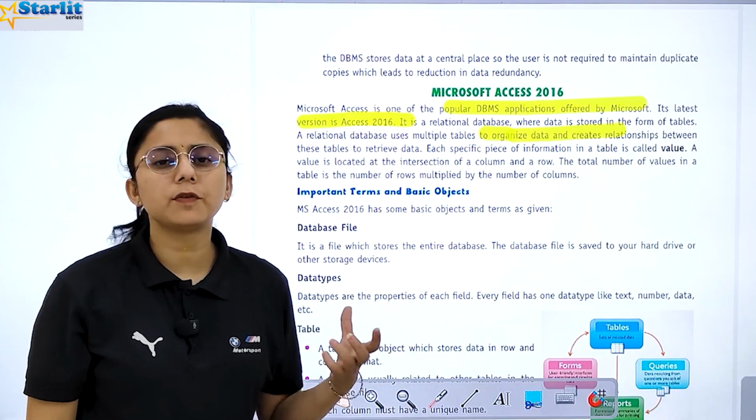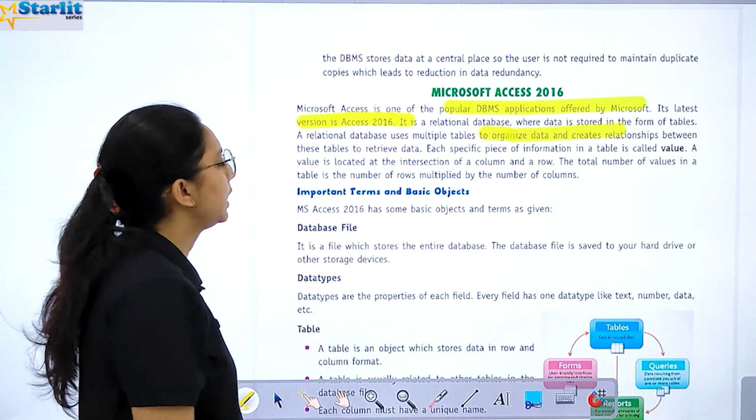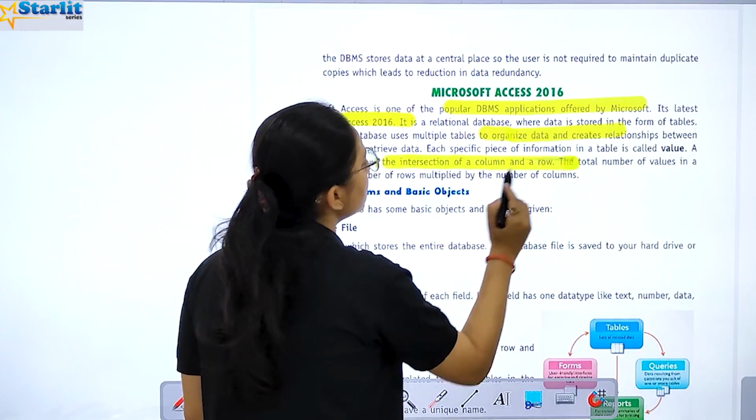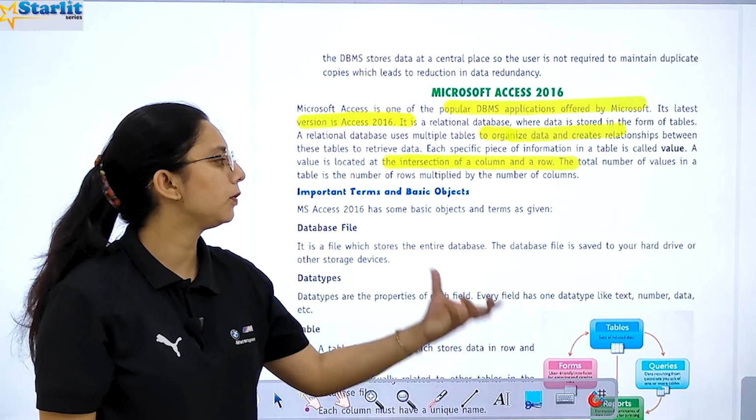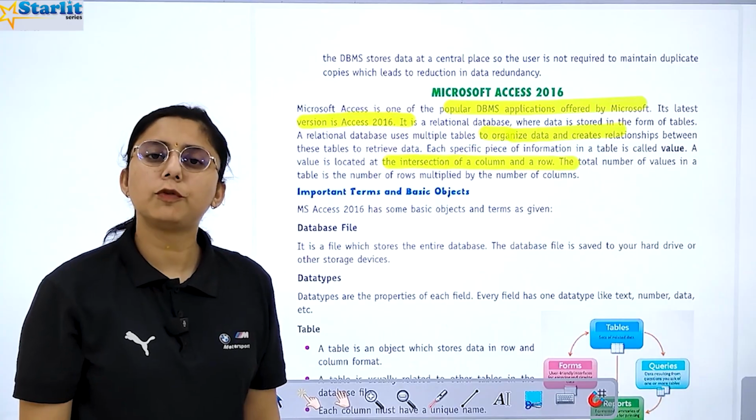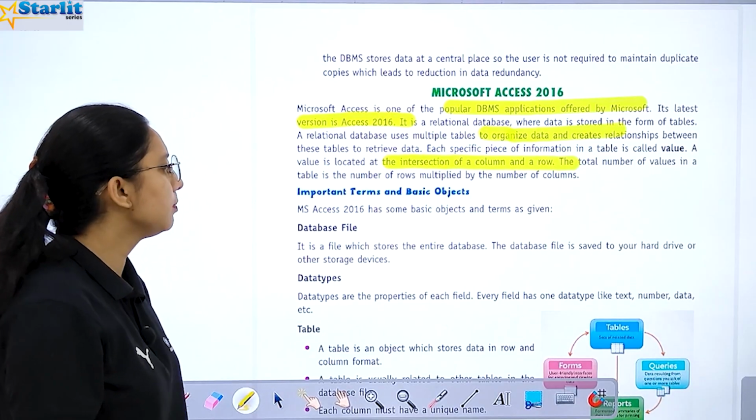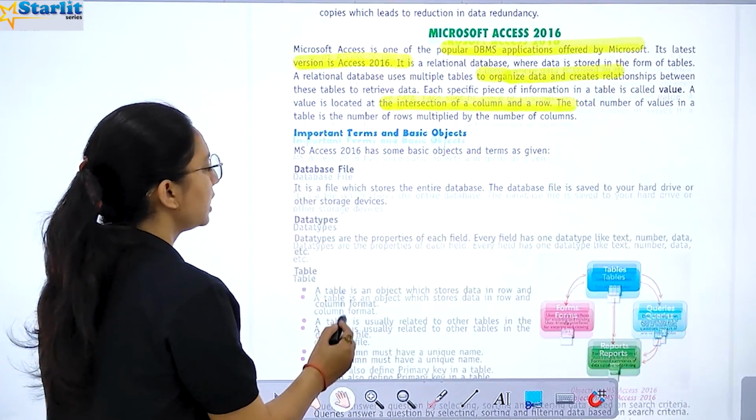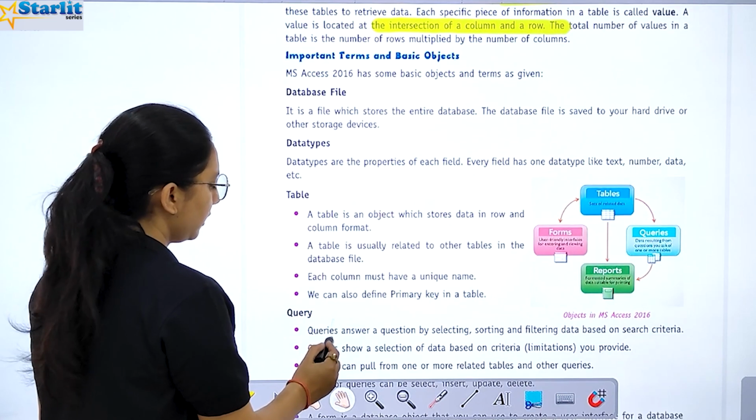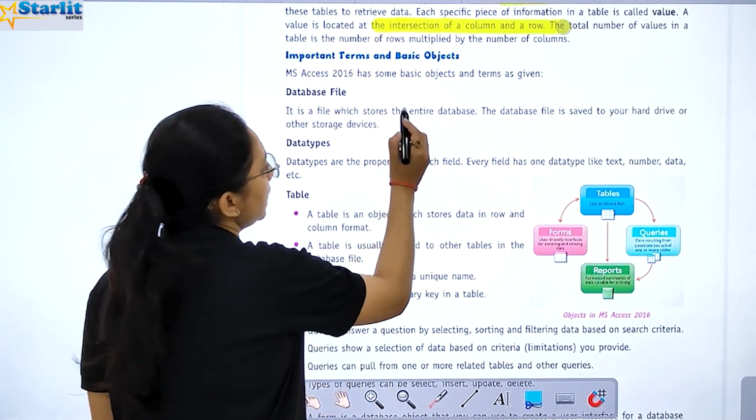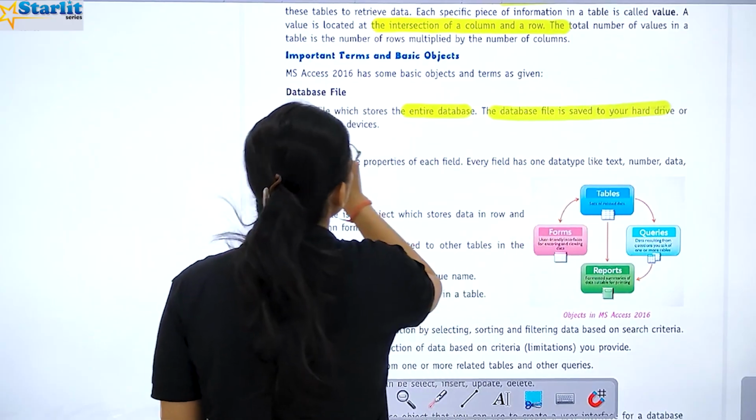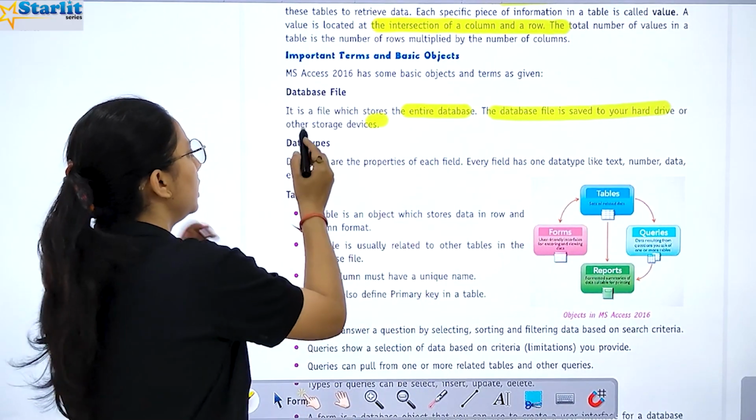Each specific piece of information in the table is called a value. It is located at the intersection of a column and row, and the total number of values in the table is the number of rows multiplied by the number of columns, right? Next are important terms and basic objects. Let's study some important terms. First is the database file. It's a file which stores the entire database and it is saved to your hard drive or other storage device.